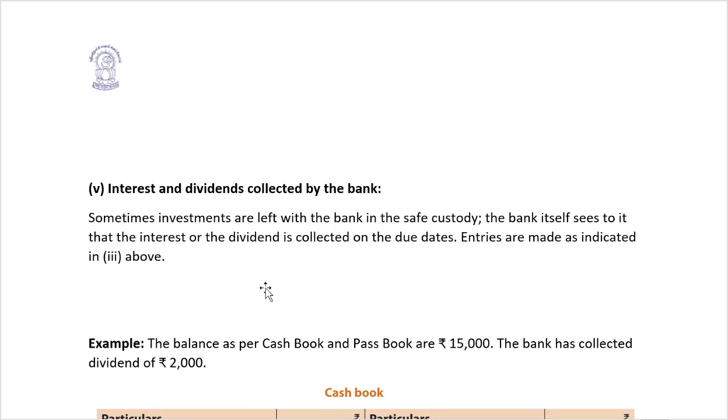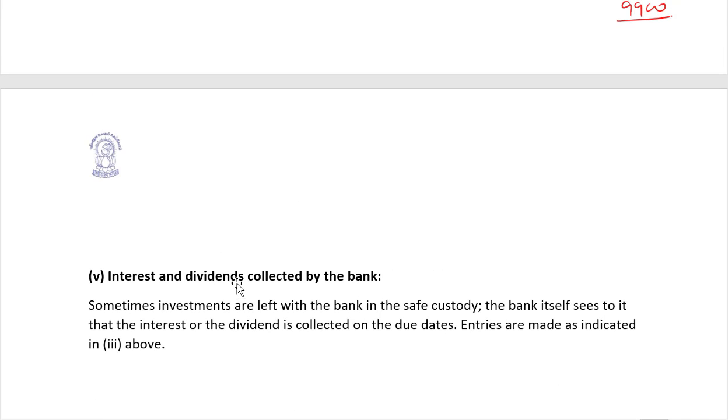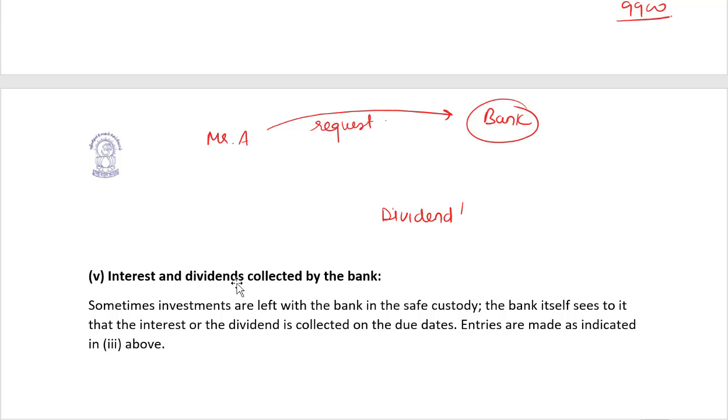Interest or dividend collected by the bank. Many a times it happens that Mr. A, that is the customer, gives a direct request or a standing order to the bank that the banker should collect the dividend from the company directly, or interest from the company directly. Dividend on shares and interest on debentures. So we can say securities. Shares and debentures together are called securities.